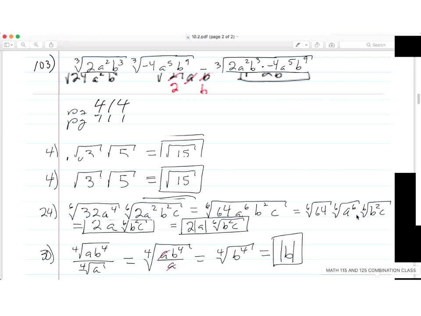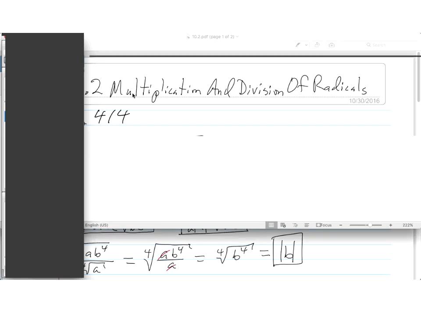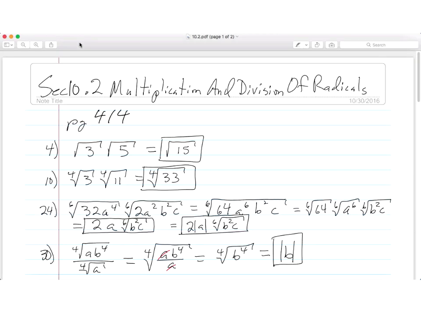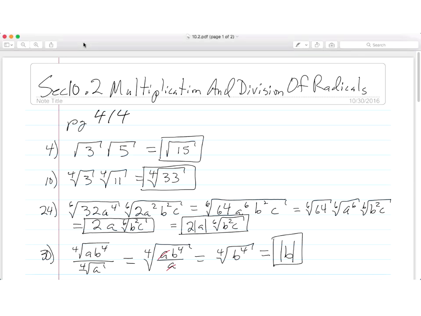Oh, I wonder, can you guys still see the writing in the background? Say yes if you can. Can you see this in the background? Yes. Okay, good. Wait 1 second. Let me get rid of that.